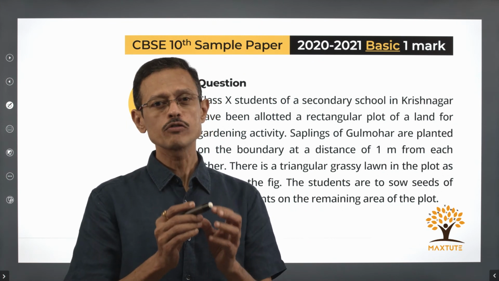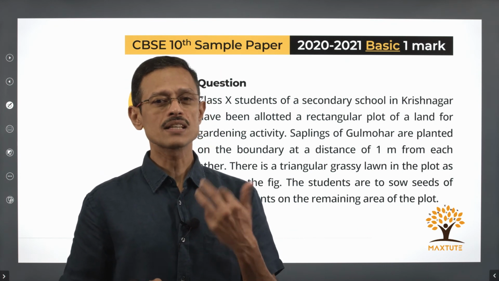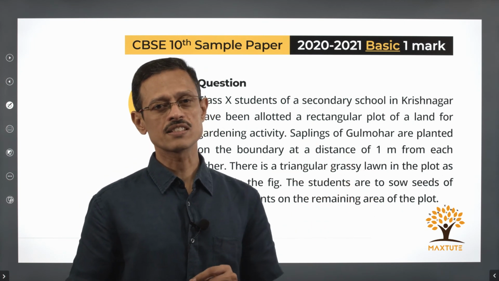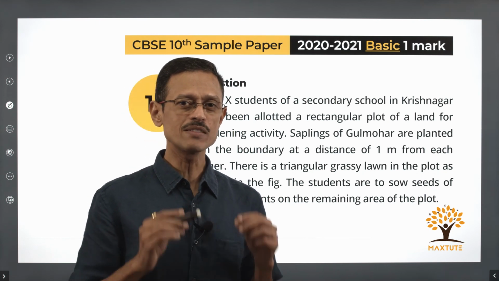It comprises 1 mark questions. Actually, it will have 5 1 mark questions. You need to attempt 4 out of these 5 1 mark questions. The chapter from which this question has appeared is coordinate geometry. All 5 questions are extremely easy questions.